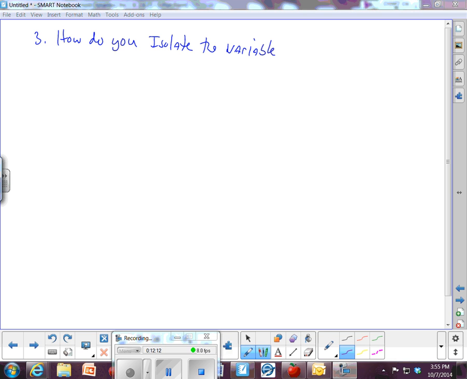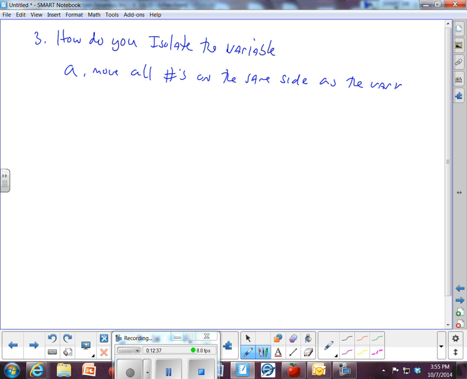Okay, so how do you isolate the variable? Well, let me show you an example here. A. What are you going to do? You're going to move all numbers on the same side as the variable to the other side.